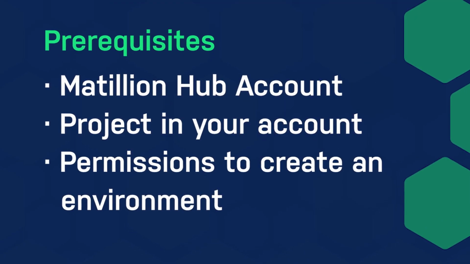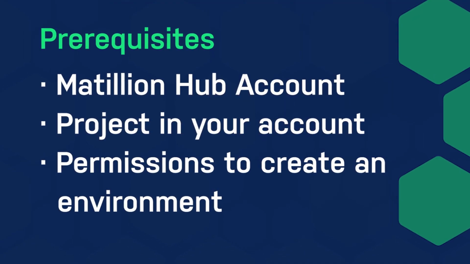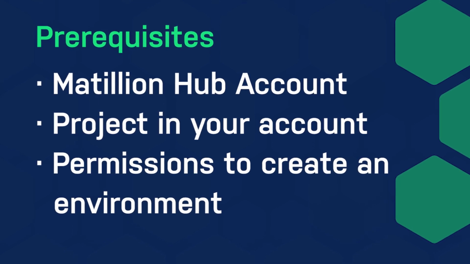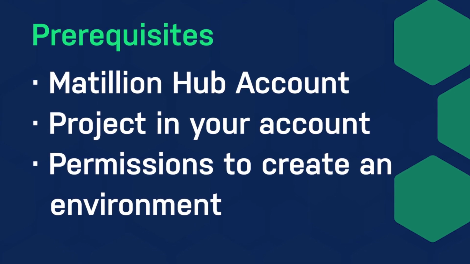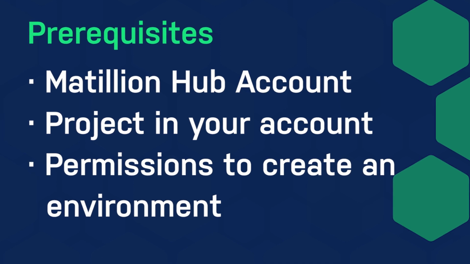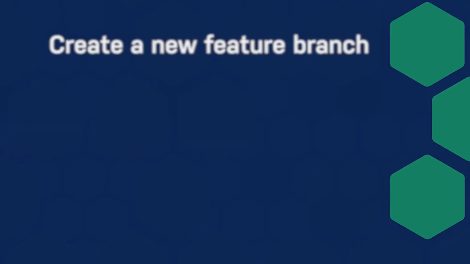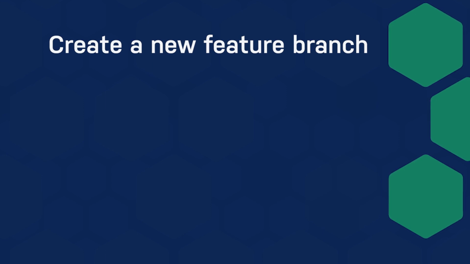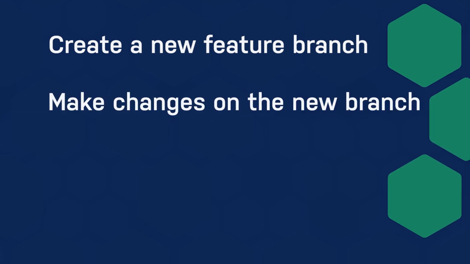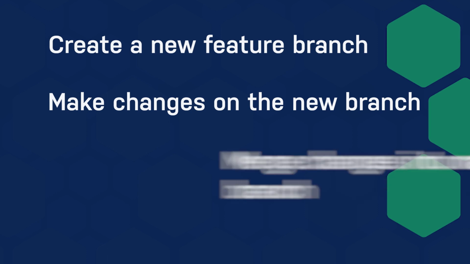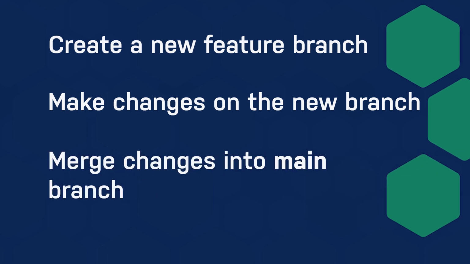Okay, so what do you need to get started? The prerequisites are you need to have a hub account, a project in your account, and the permissions required to create an environment. Now we'll create a new feature branch called Dev Branch. We'll use this branch to make changes. Then we'll merge these changes into the main branch.